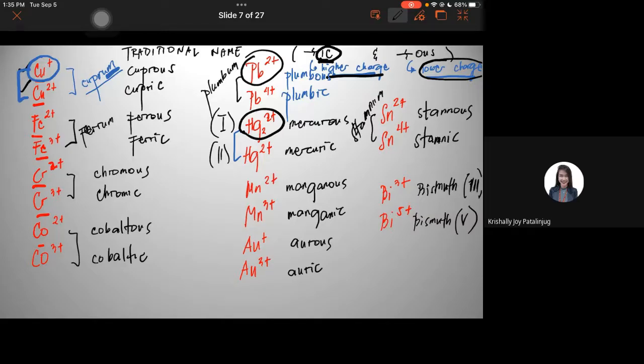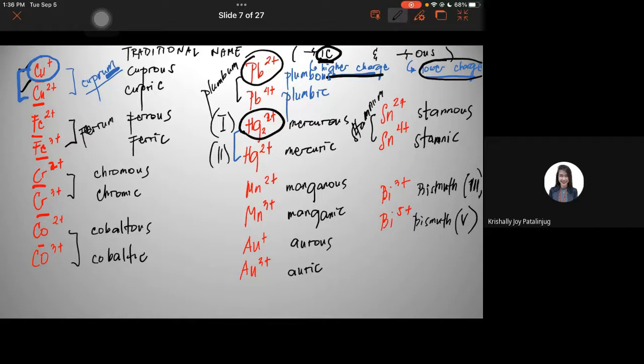Okay, so these are examples of transition metals that are capable of forming varying charges. Hydrargyrum, that is the Latin name of the element itself. What we are discussing is the ion name of the elements.